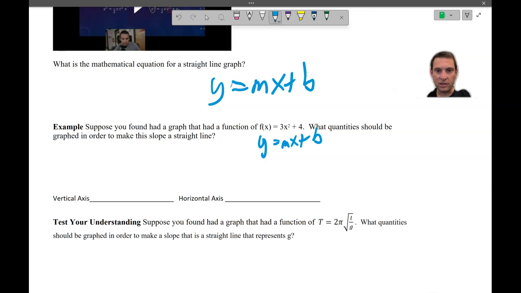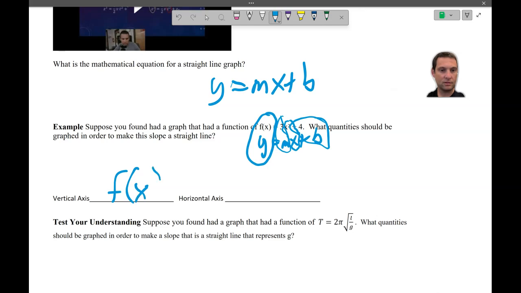all right, so I'm not changing colors. We'll see on the y-axis, we're going to graph f of x. On the x-axis, we're going to graph x squared, which will give us a slope of 3, straight line. And then our b is going to be that plus 4. So on the vertical axis, we would do f of x, and then on the horizontal axis, x squared.